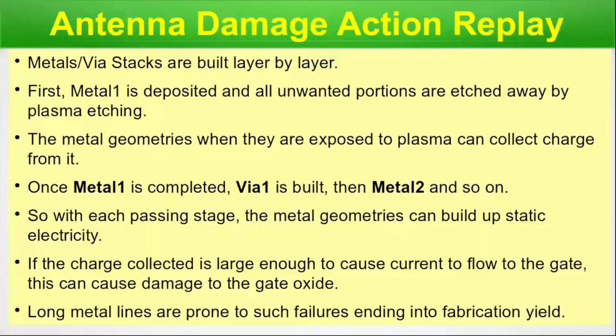Long metal lines are prone to such failures, hurting fabrication yield. That means if the antenna damage happens, a huge amount of the chips coming out of a batch will be defunct. Those chips which have gone through the antenna damage will be non-functional. That means we have a lower yield for the entire fabrication batch. So we are done with this particular slide. Let's move on to the next slide.